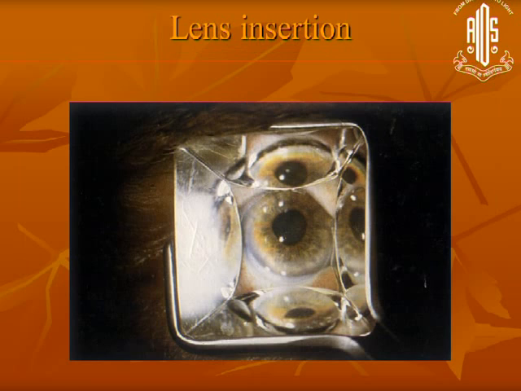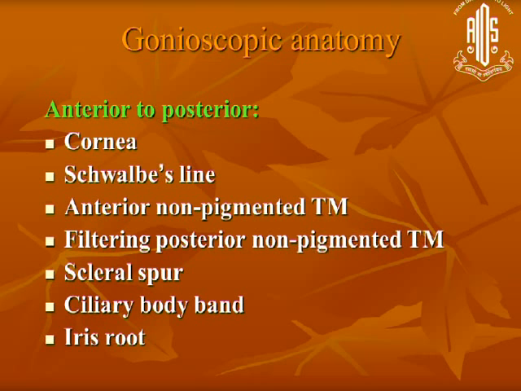Then this is the first view you get when the lens is in place. This is just to make sure that your lens is properly abutting onto the cornea. After that, what you need to know is the gonioscopic anatomy.